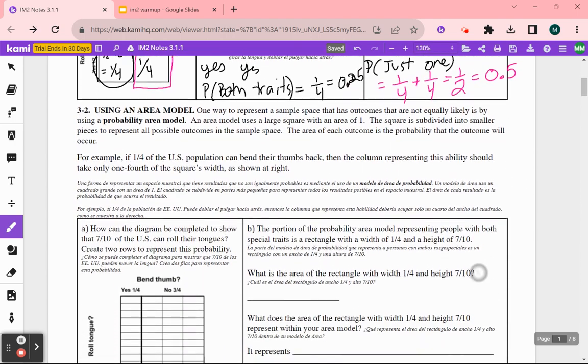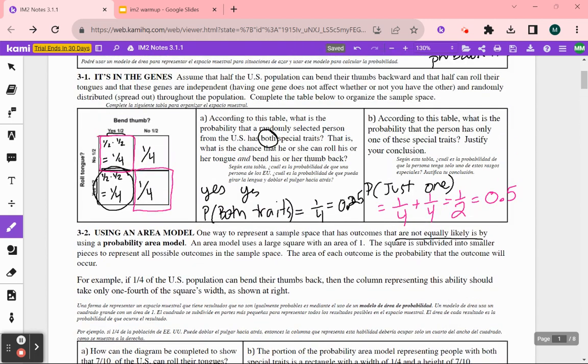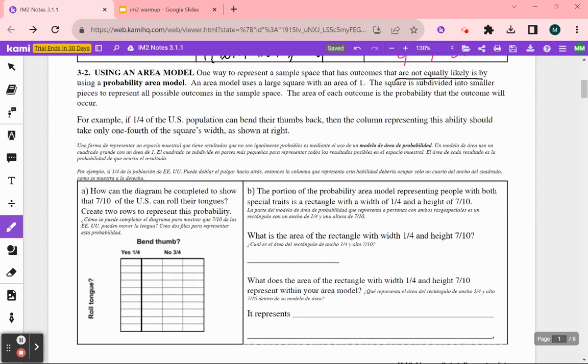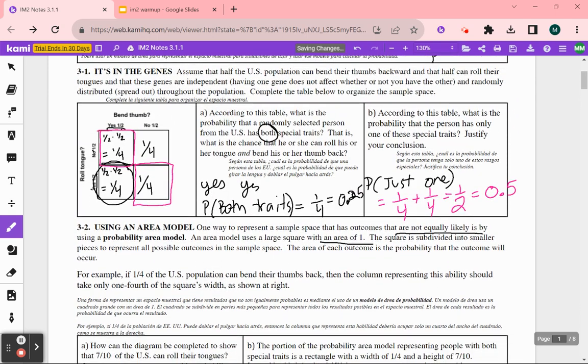Problem 3-2, using an area model. One way to represent a sample space that has outcomes that are not equally likely. In the last problem, the outcomes were equally likely because the probability of yes and no were equal for each trait. So when they're not equally likely, we can use a probability area model. An area model uses a large square with an area of 1. I claim this was also an area model. Look, this has an area of 1. 1/4 plus 1/4 plus 1/4 plus 1/4 equals 1.